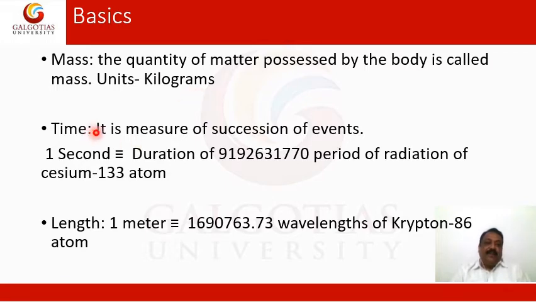Second is the time. It is the measure of succession of events. In the succession of events, the duration is basically measured in terms of time. So, in order to define a standard 1 second, the duration of 9192631770 periods of radiation of the cesium 133 atom is considered as 1 second.